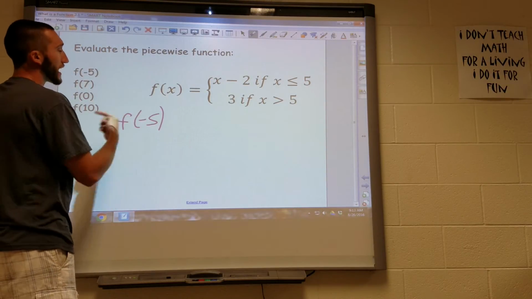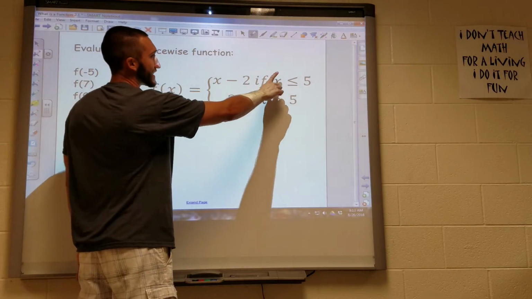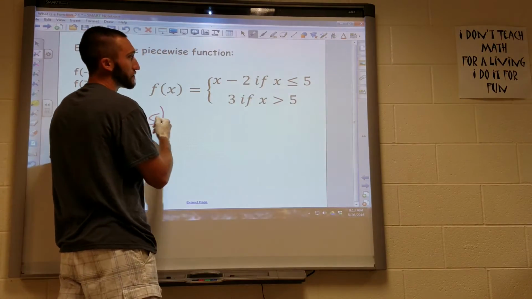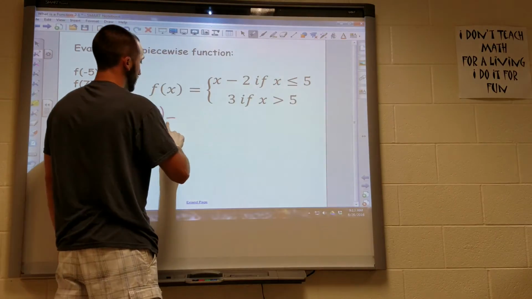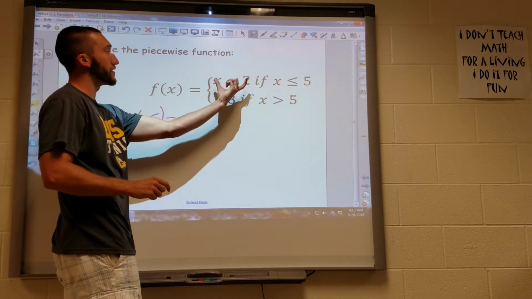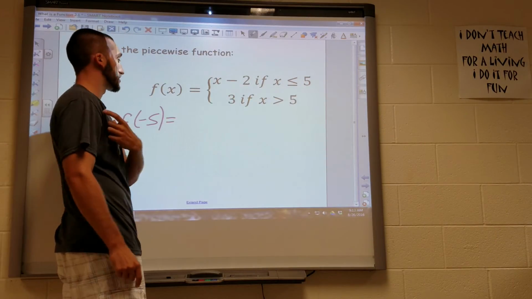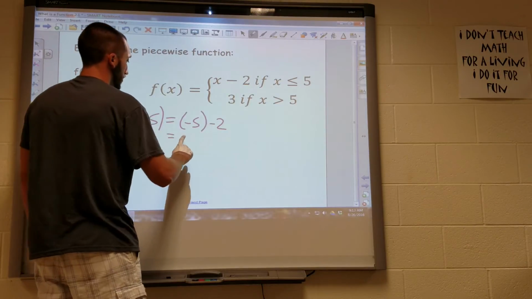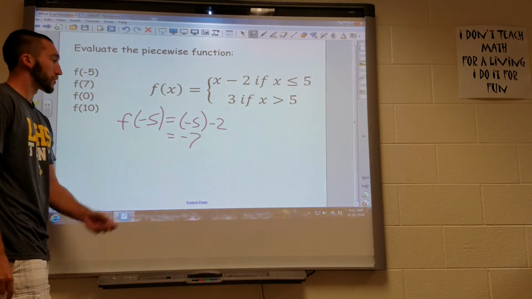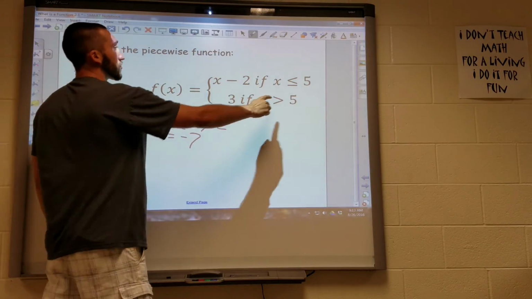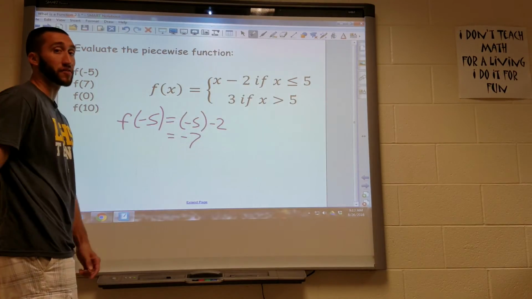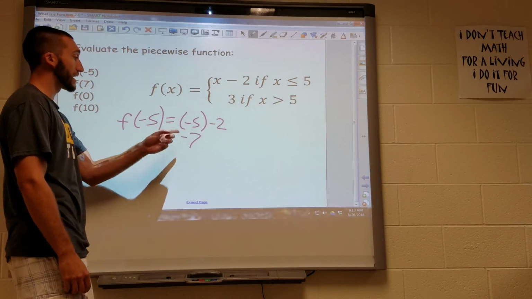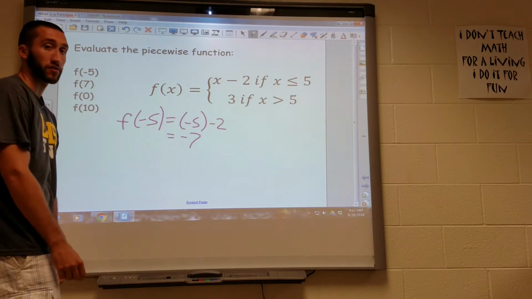So, f of negative 5. Since x is less than 5, right, because negative 5 is less than 5, I'm going to plug negative 5 into this top term here, x minus 2. So that means I get negative 5 minus 2, so I get a negative 7. So when I plug in negative 5 to this piecewise function, I get negative 7 out. So my y is negative 7. Let's try another one.